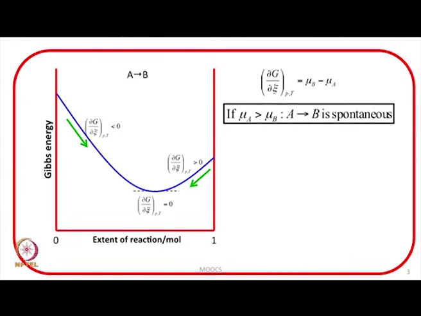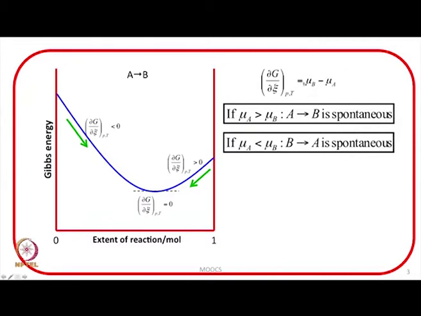So, under what conditions is the slope negative? The slope will be negative if the chemical potential of A is higher than the chemical potential of B, meaning this difference is negative. So, if the chemical potential of A is higher than the chemical potential of B, then the reaction A going towards B is spontaneous. That means we are talking about this region. On the other hand, if the chemical potential of B is higher than the chemical potential of A, then this difference is positive. Positive means the reverse direction is spontaneous. That means we are talking about this region, it will go from B towards A. So, B to A is spontaneous.